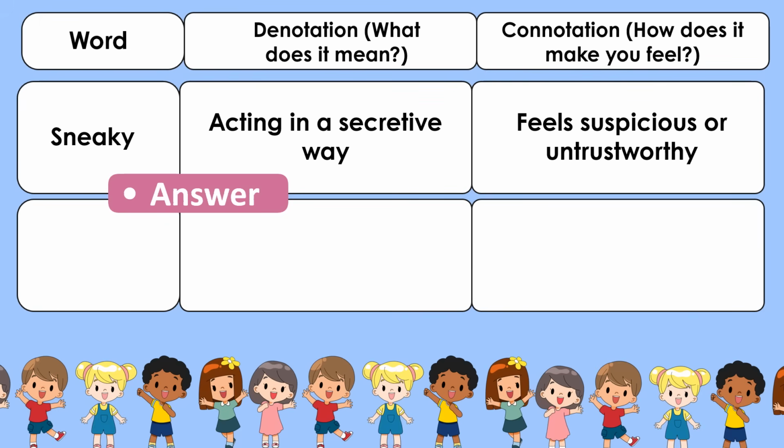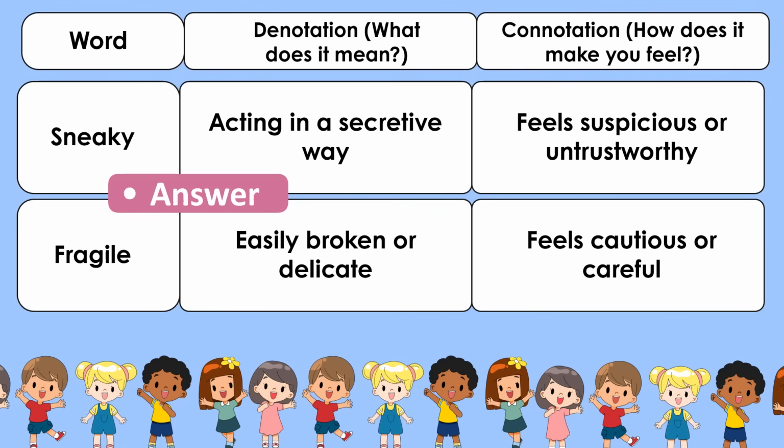Fourth, sneaky. Denotation, acting in a secretive way. Connotation, feel suspicious or untrustworthy. Fifth, fragile. Denotation, easily broken or delicate. Connotation, feels cautious or careful.